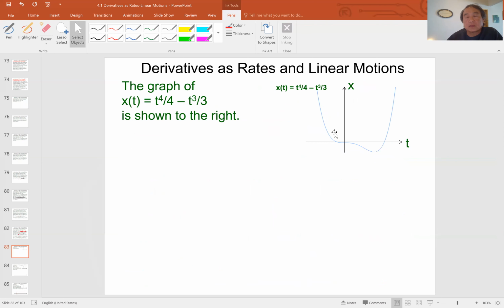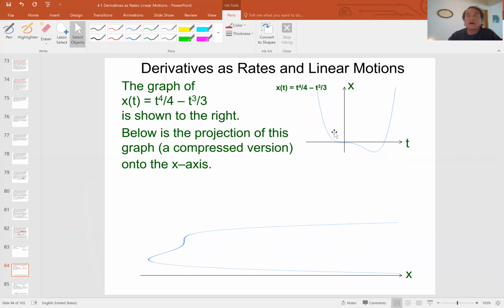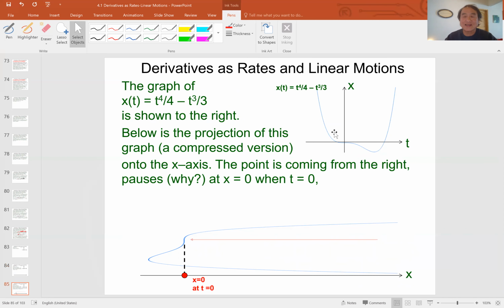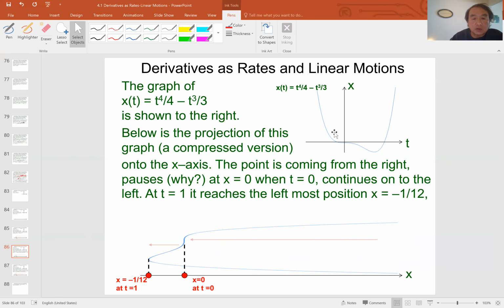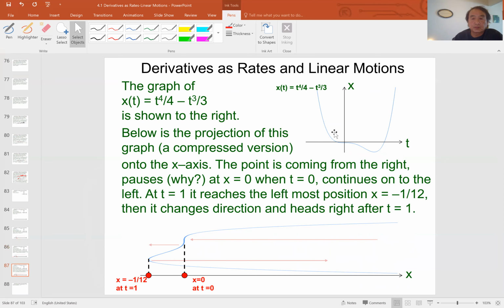And if I look at the graph of the distance function, and I put it on the x-axis, what's the point doing? The point is coming from t equal to minus infinity and goes to x equal to 0 and pauses for a second, then continues to the left. Why? Because the sign chart was still negative. Then at t equal to 1, it starts turning around, and the sign chart said the derivative is positive, meaning it's heading toward the right.